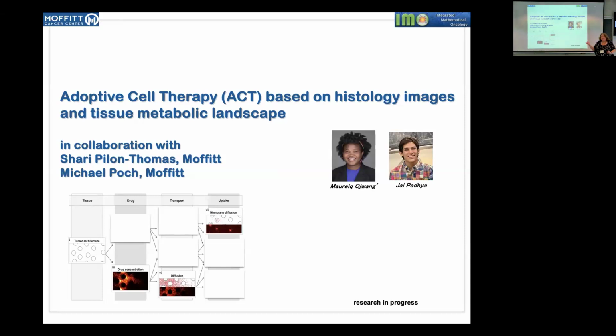And we've heard about the adaptive cell therapy, when you adapt the treatment to the tumor behavior. This is adoptive cell therapy, when you adopt the T cells from the patient and then inject them back into the patient. This work was done by my postdoc, Morik Ojwang, and we have the high school student. We are running the summer high school HIP-IMO program in the summer. So Jay took the Morik model and then did some of the cell migrations, which I will show you.